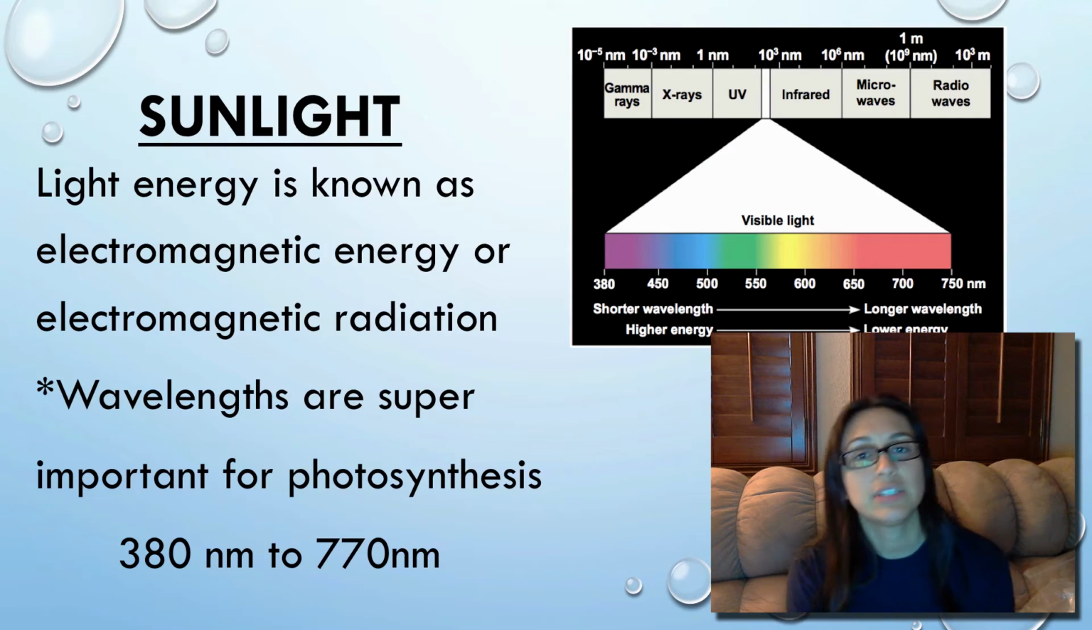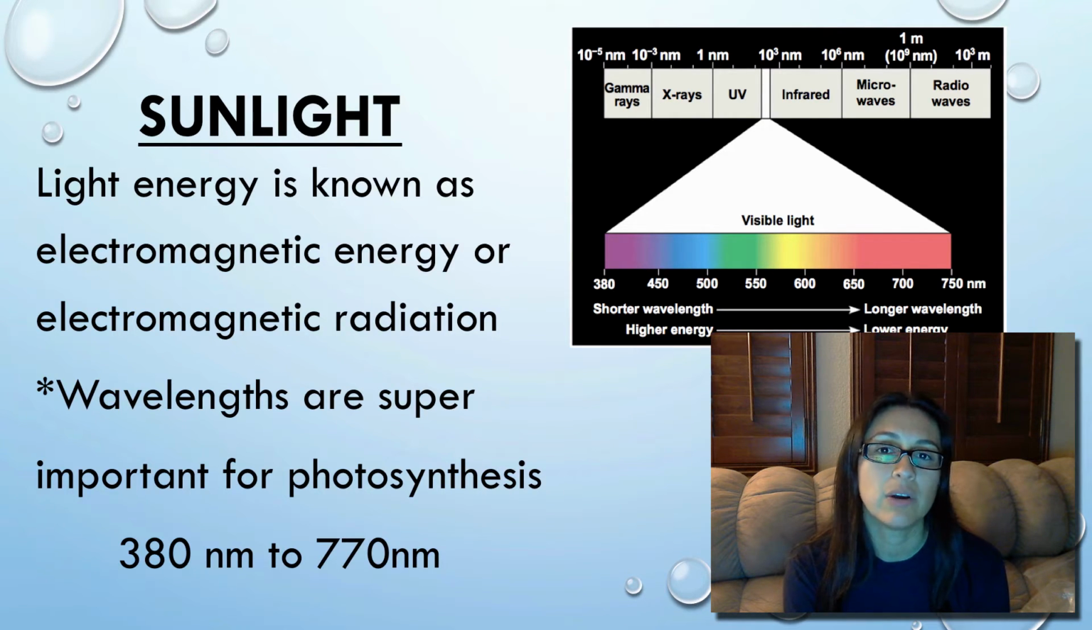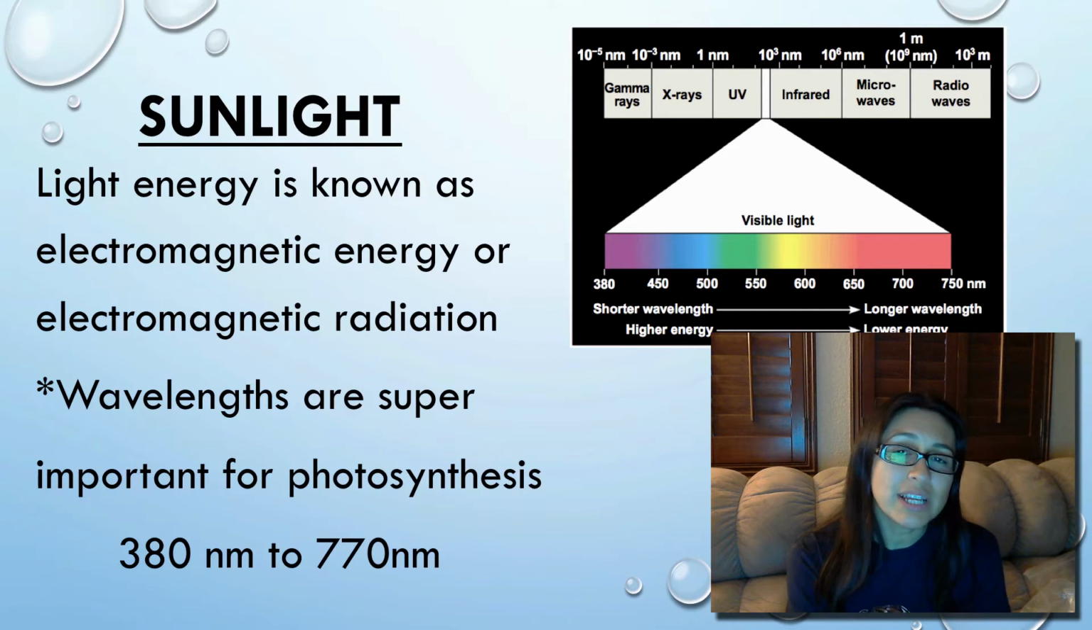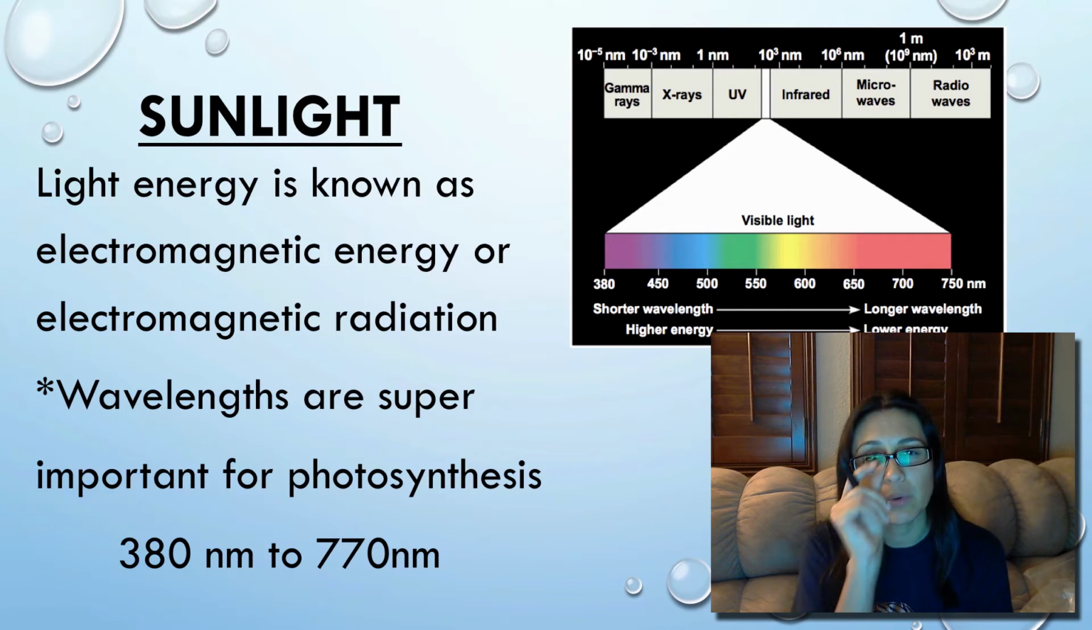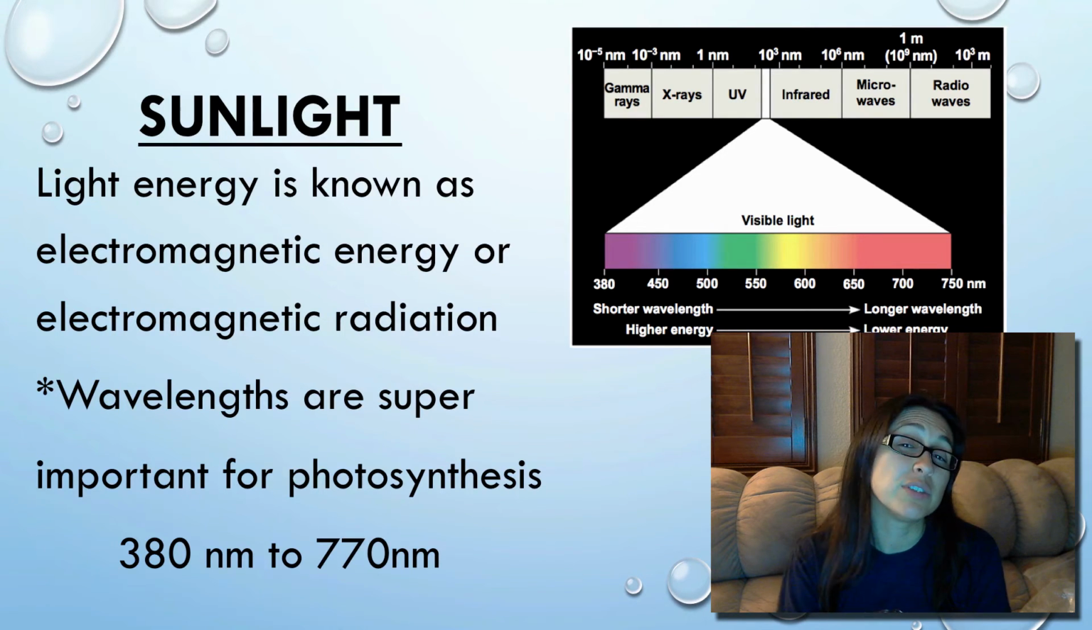Now, to really understand what's going on, we need to get some background information on light and how it works and how energy will be trapped from light. So sunlight is known as electromagnetic energy or electromagnetic radiation. And when we look at sunlight, we actually don't see all the parts of light. The human eye can only pick up a small portion of the spectrum, and we call that visible light.